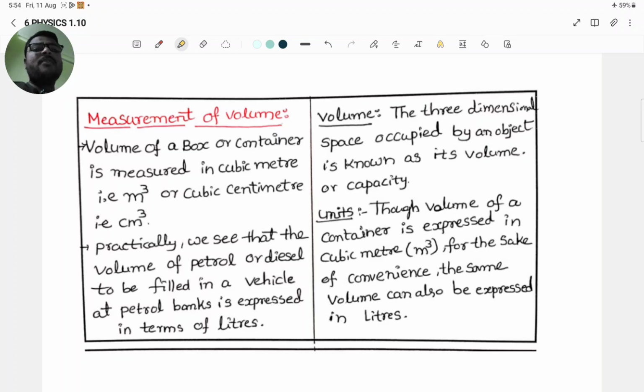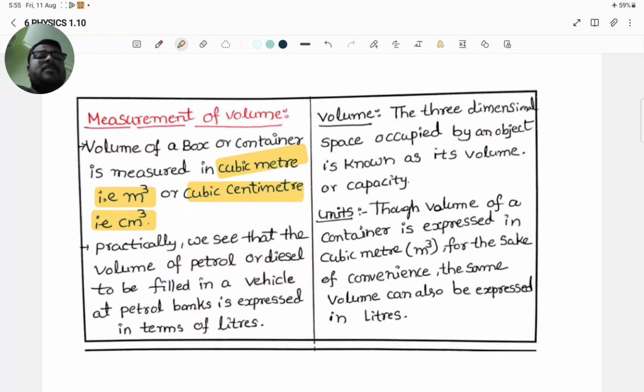First of all, the volume of a box or container is measured in cubic meter, that is equal to meter cube, or cubic centimeter, that is equal to centimeter cube. In daily life situations we observe many times that we have to find the volume of different objects. For example, if you take any box or container, you may want to find the volume of that container in cubic meters or cubic centimeters.